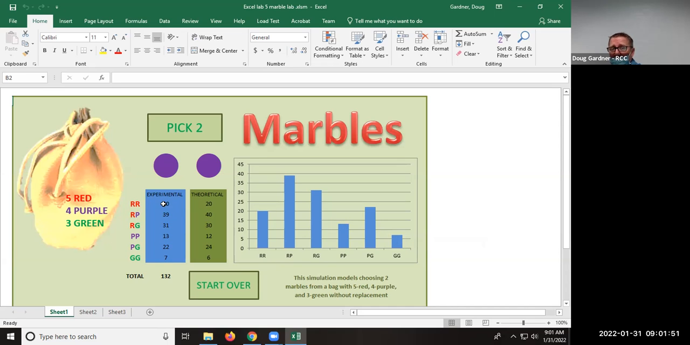Again, experimentally, if you play this game and you played it 132 times, every time you play it, it's going to be a little different. You understand that? That's the important part of probability.